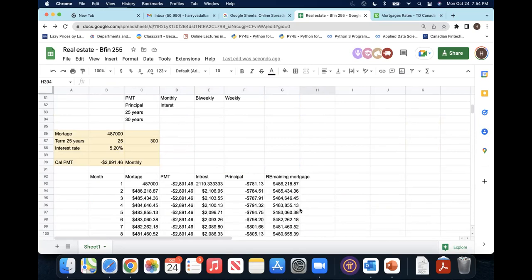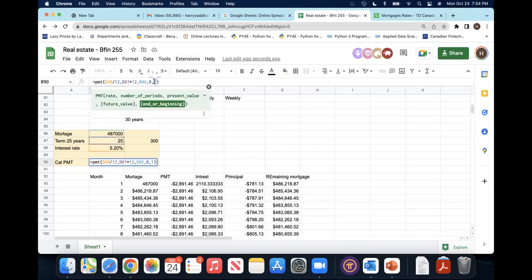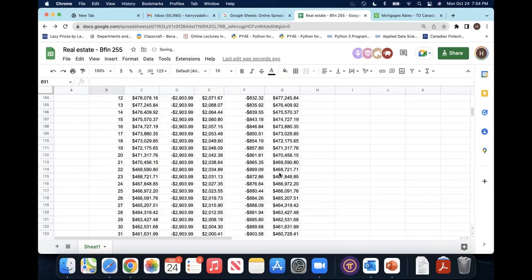So this is a rough calculation. I'm not doing it precisely. You can just Google mortgage tables and do it. It will do it for you, right? So this should be, see how it works.